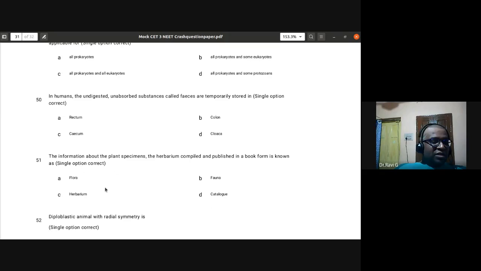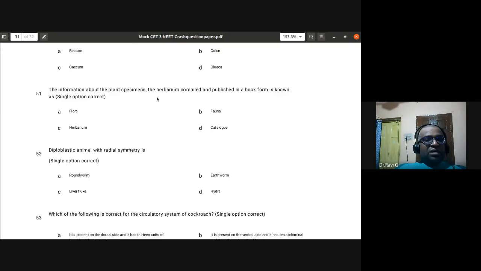So the 51st: the information of the plant specimens in the herbarium, compiled and published in book form, is known as flora, fauna, or herbarium catalog. The information about the plant specimens is flora. So for the 51st, A is the answer.